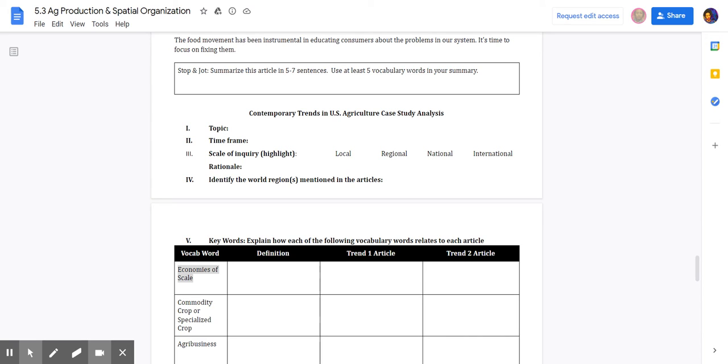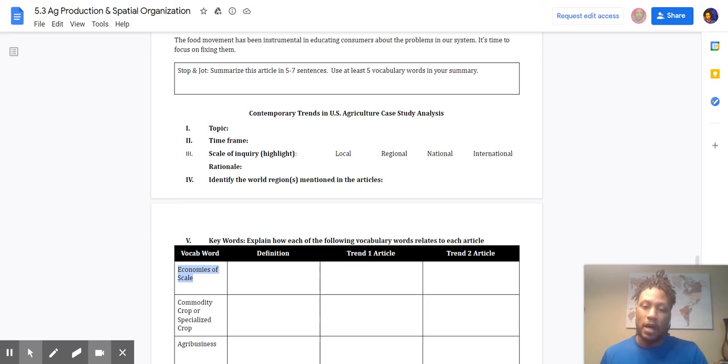And then boom, what pops up? Economies of scale. The definition is the savings in cost per unit due to increasing the level of production. All right, so that's economies of scale. That would be your definition. And then so on and so forth for each of the possible definitions. And then you're going to relate that to the article. In other words, how was this talked about in Article 1? How was this talked about in Article 2, if at all? Not all terms are in both articles. Okay.